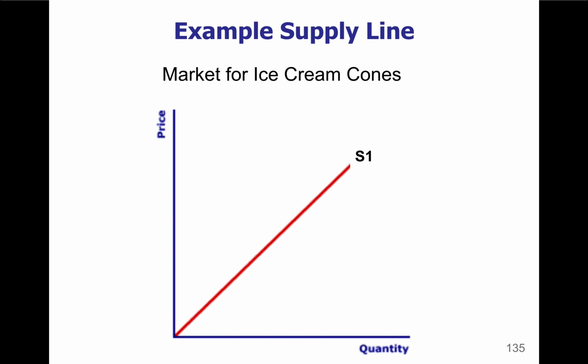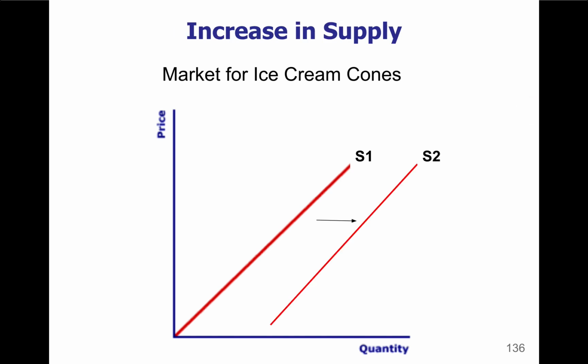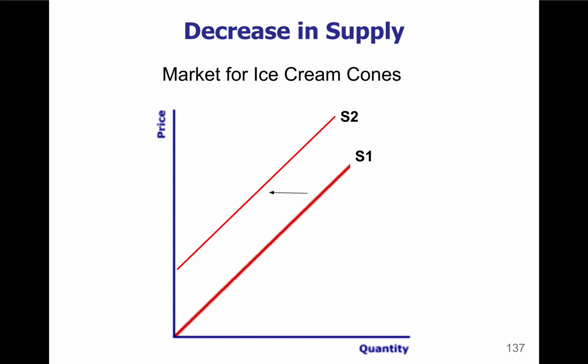But just like with demand, the supply lines can shift. And when the entire line shifts, we call that the market supply line either increasing or decreasing. This is what an increase in supply looks like. Remember, anytime a line shifts to the right, it is an increase. So an increase in supply means that the quantity of units supplied will rise at all possible prices. A decrease in supply is when the line shifts to the left.